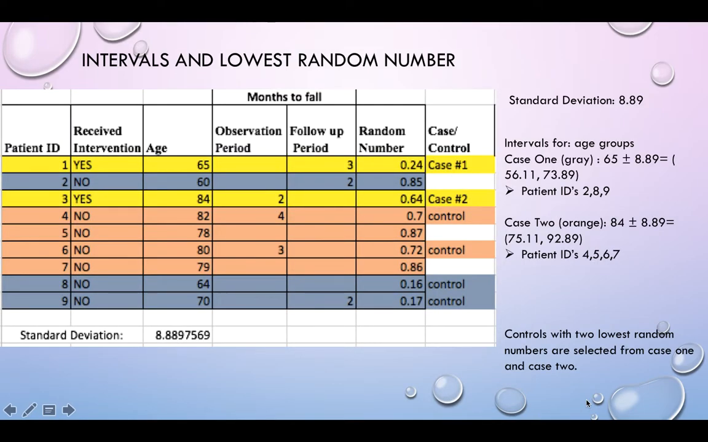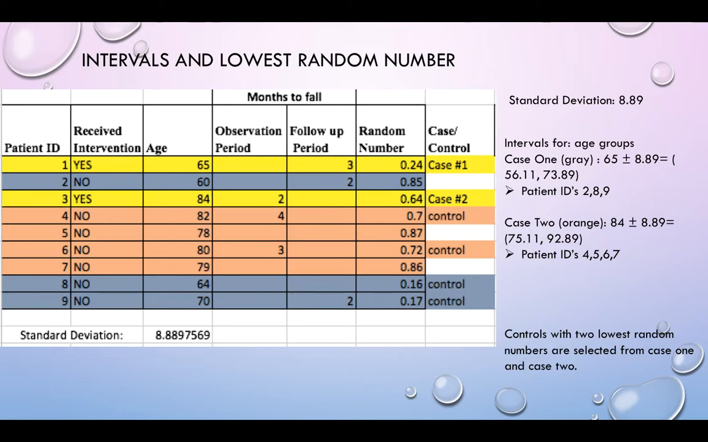So now that we have the standard deviation, we can find our intervals for the age groups. For case 1, which is shaded gray, the lower interval is 56.11, the upper interval is 73.89. You'll see that patients ID 2, 8, and 9 fall within these intervals.